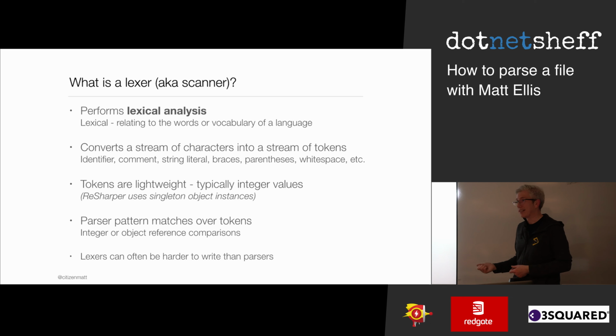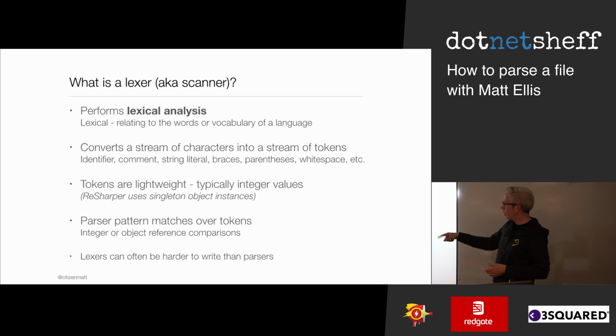One of the key things about this is that the tokens are lightweight. They are usually very cheap to create and to use, and typically they are integer values. So it's very easy to compare and match against them to recognize the complex constructs. In ReSharper, because the Unity stuff is built on top of ReSharper, and ReSharper is part of Rider, these are actually singleton object instances, but that just means we've got functions which we can use to work with those.